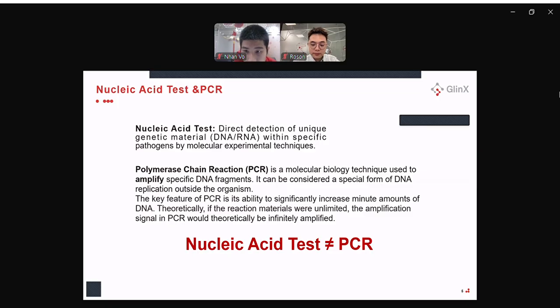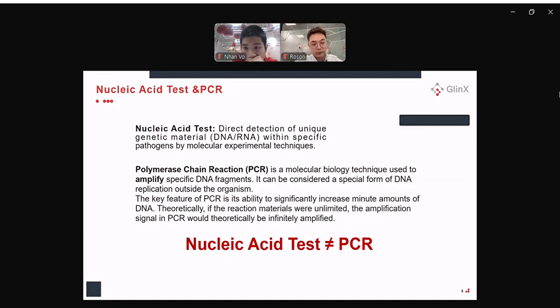I remember that last time we conducted the training, we said that theoretically, if the reaction materials within the system are unlimited, the amplification signal in PCR will theoretically be infinitely amplified. But for today's training, we need to clarify that nucleic acid testing is not equal to PCR. They're not actually the same thing.